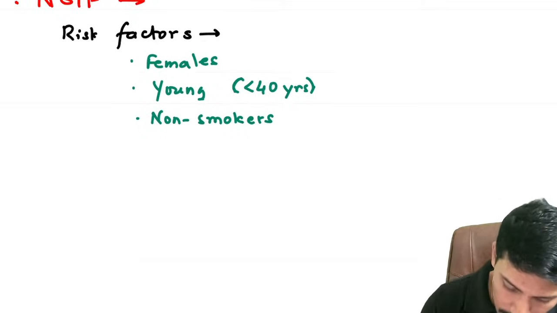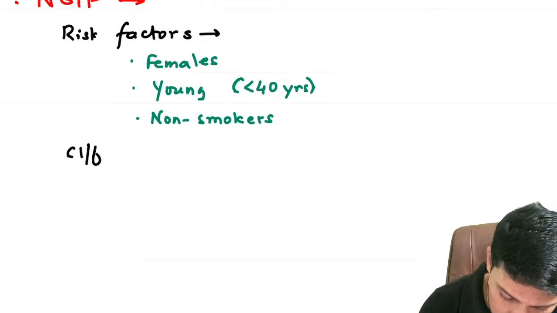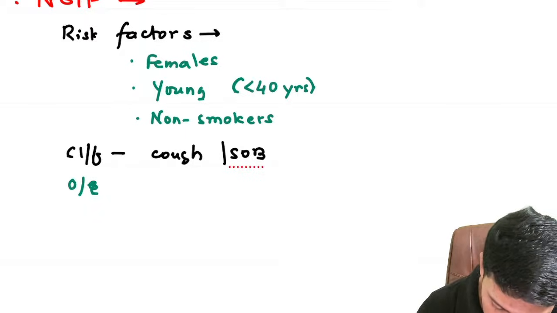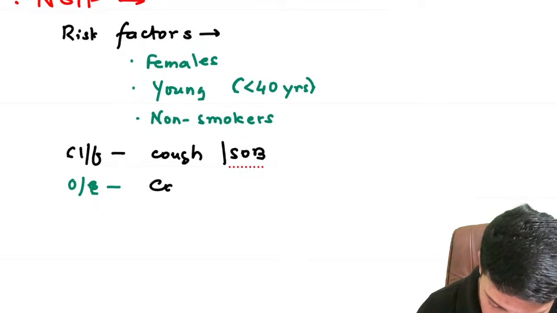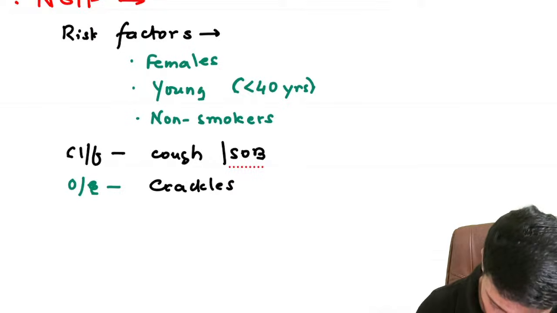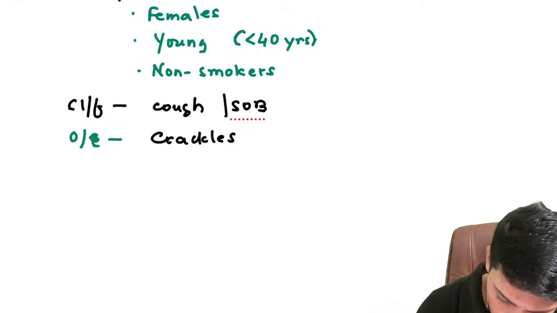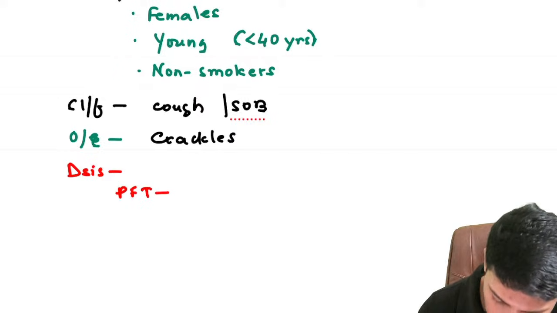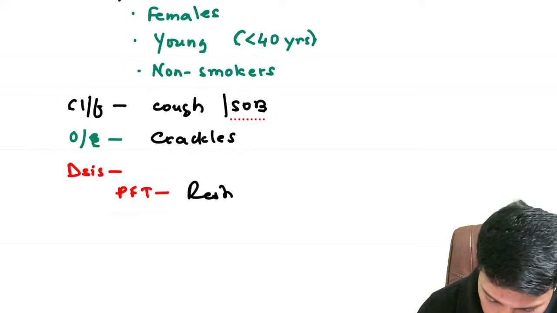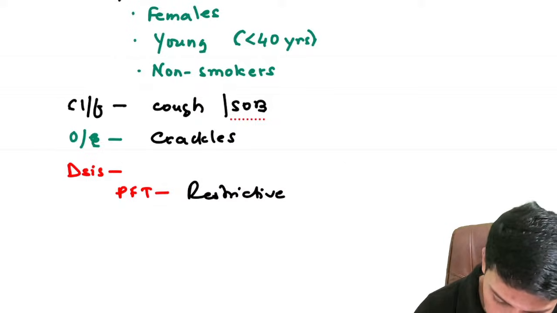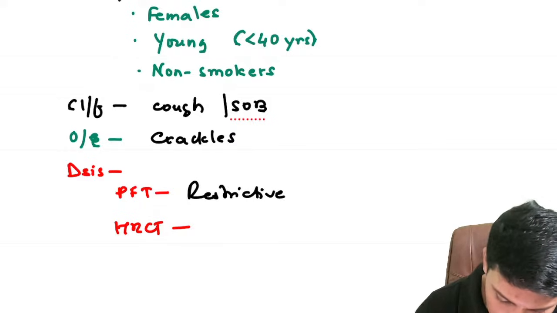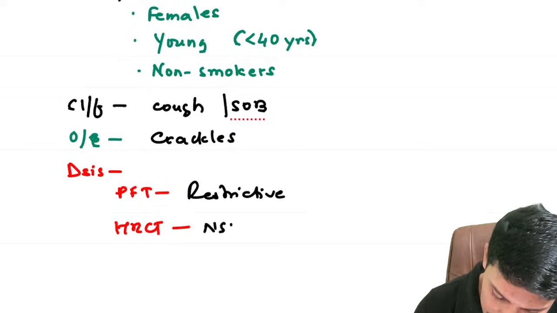So in terms of clinical features, these patients also present with the same standard symptoms, that is cough and shortness of breath. On examination, here also you will get crackles. And for a diagnosis, if you go with PFT, as usual, it will show a restrictive pattern. But if you go for HRCT, it will show the pattern called the NSIP pattern.